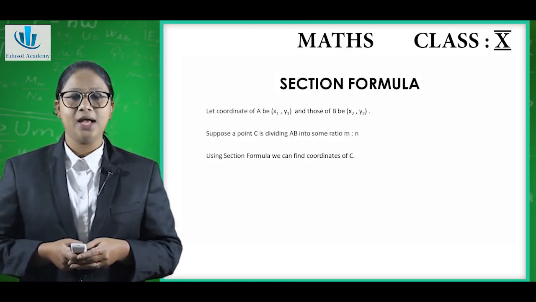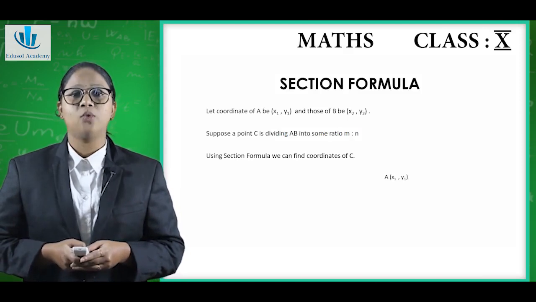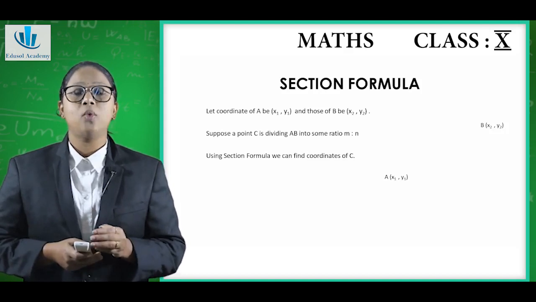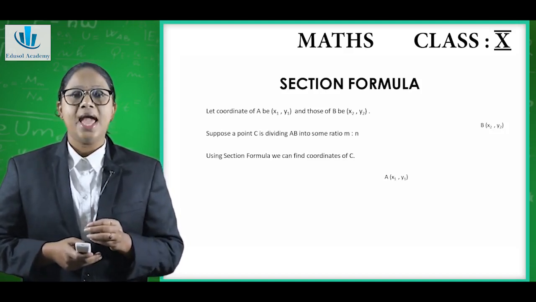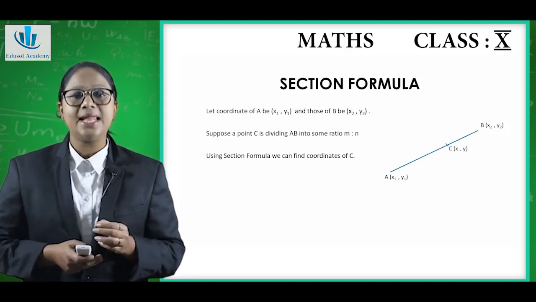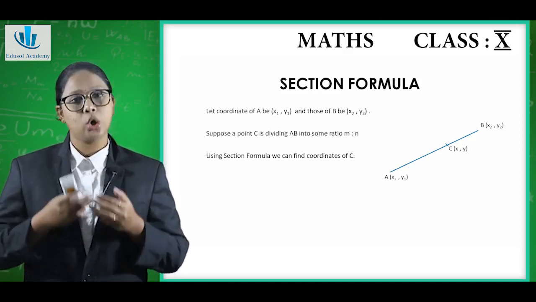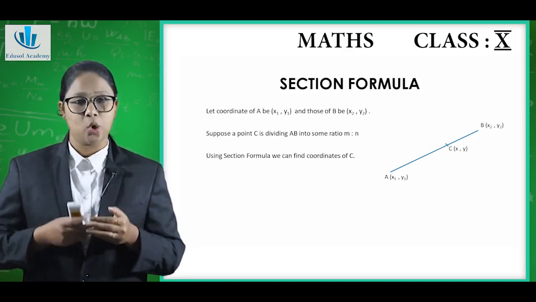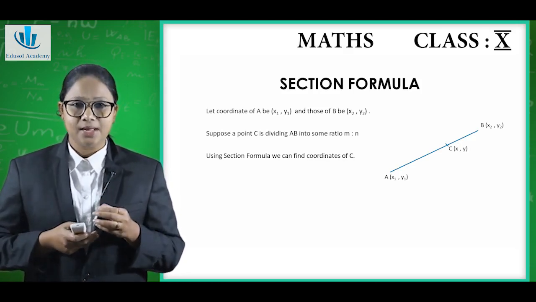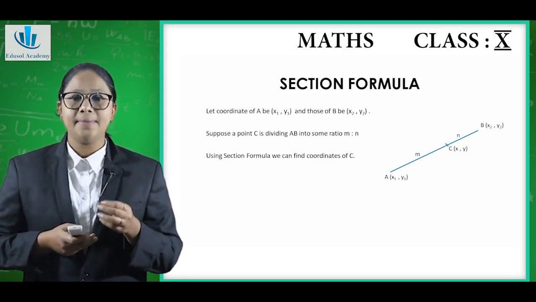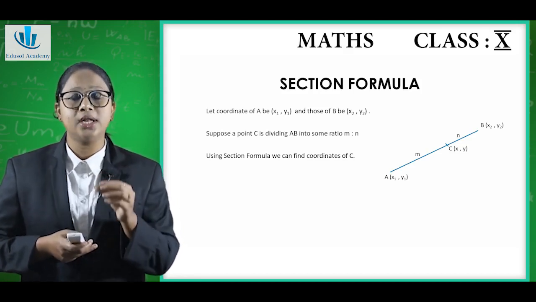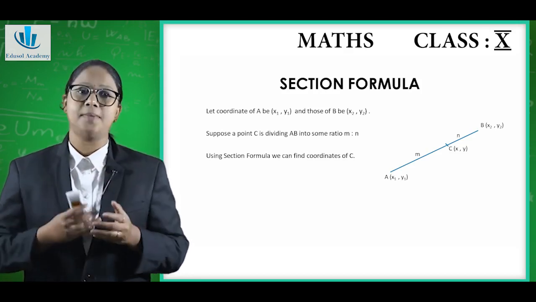Moving on to section formula, let there be a point A with coordinates x1, y1, and let there be another point B with coordinates x2, y2, and join the line AB. Somewhere in the middle of AB, let there be a point C with unknown coordinates x, y. We don't know the coordinates of C. Now let C divide the line segment AB in the ratio m is to n. Let that also be known. The only unknown parameter be the coordinates of C, x, y. We know all the other parameters.